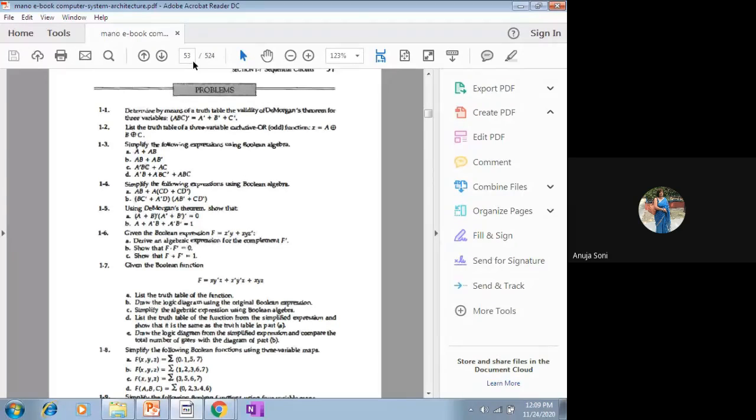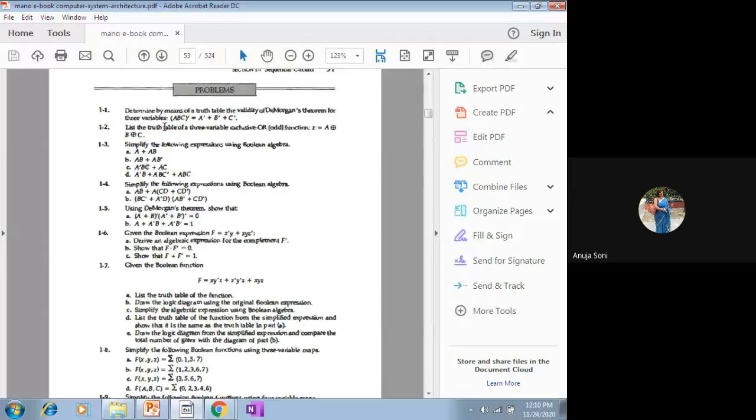Okay, so what is the first question? Determine by means of a truth table the validity of De Morgan's theorem for 3 variables. Here the given Boolean expression signifies De Morgan's law. We'll study De Morgan's law in the subsequent PPT slide, and you have to basically show the validity of De Morgan's law. You have to show, with the help of a truth table, that the left hand side is equal to the right hand side.